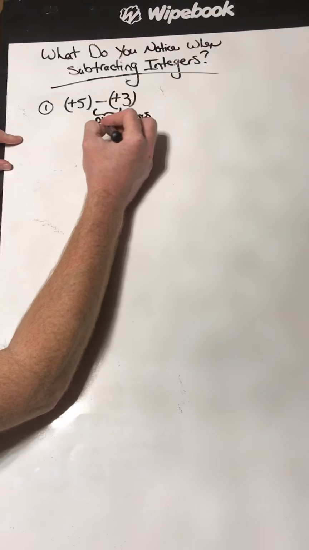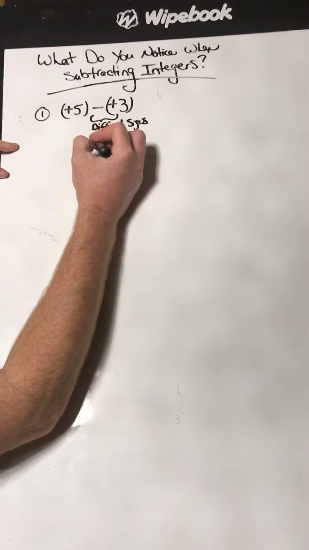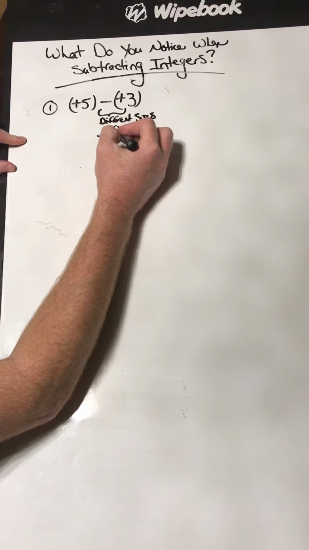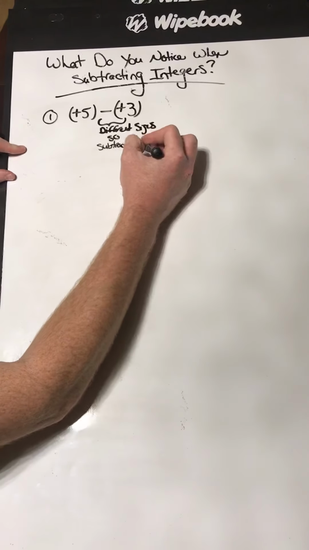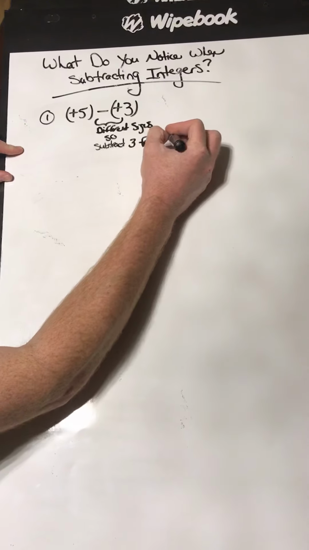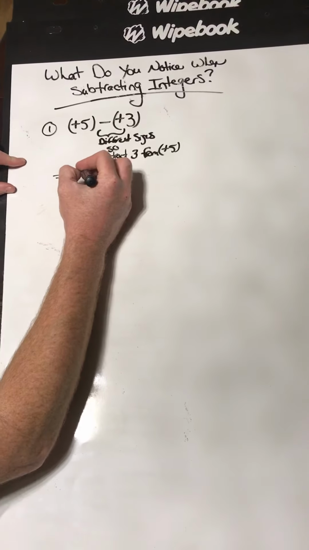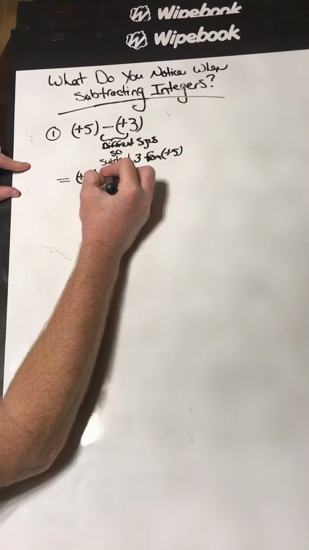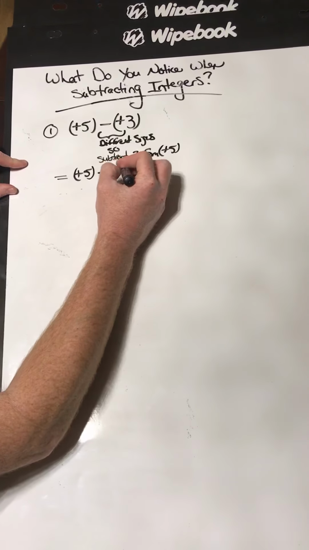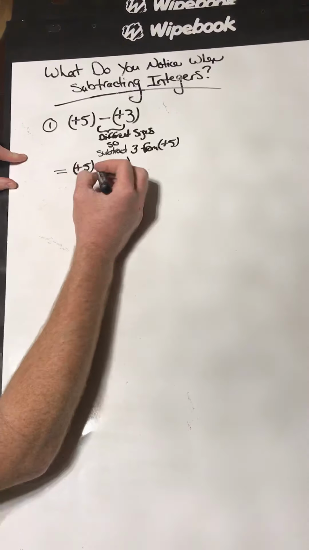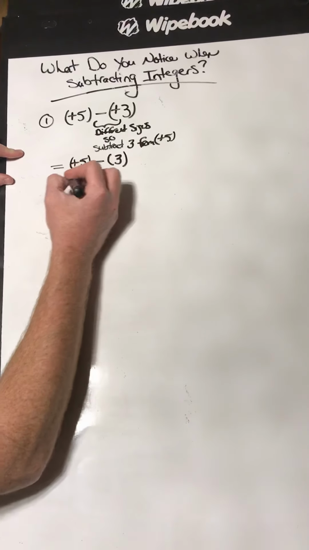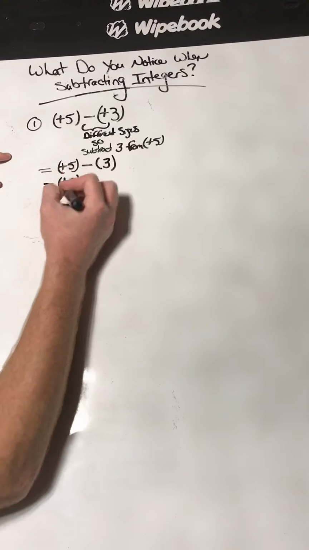So what does that mean when they're different signs? I'm going to subtract that number, which is 3, from positive 5. So I can rewrite this as positive 5 subtract, and I put the number in here, 3. So positive 5 subtract 3 is positive 2.